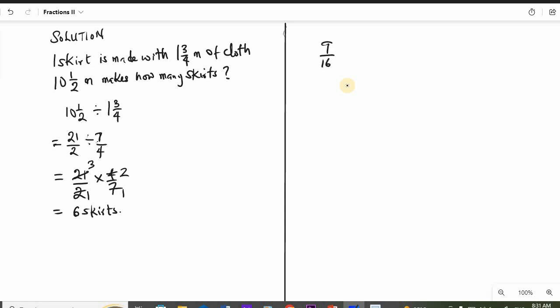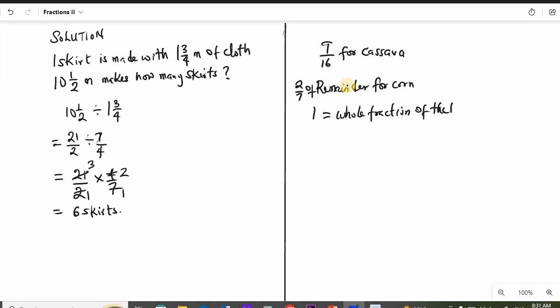Okay, so 9/16 of the land for cassava, and then the remainder with 2/7 of the remainder for corn. Now remember, 1 represents the whole fraction of the land. Okay, so if 9/16 is used for growing cassava, then the remainder will be 1 minus 9/16, which is equal to 7/16.